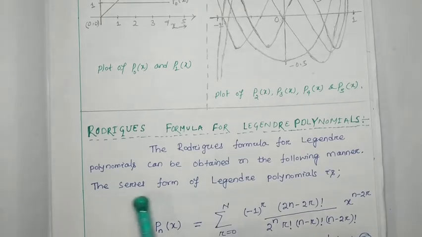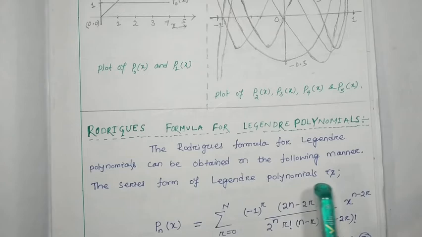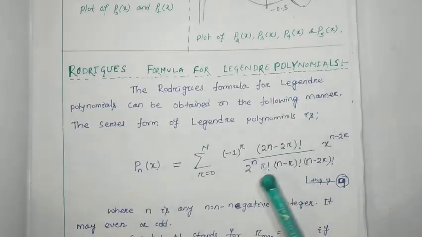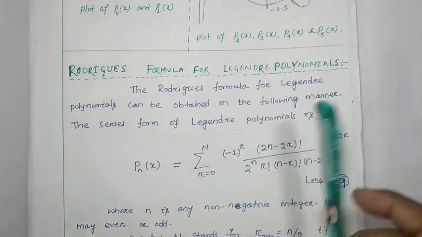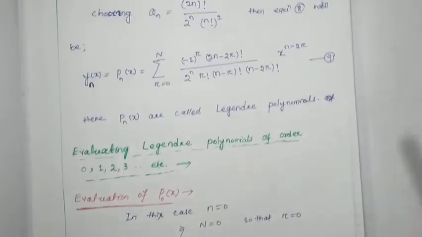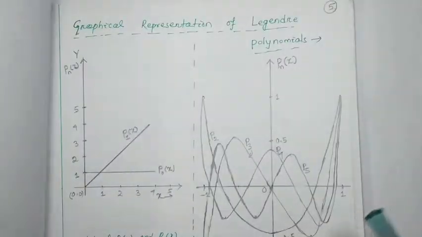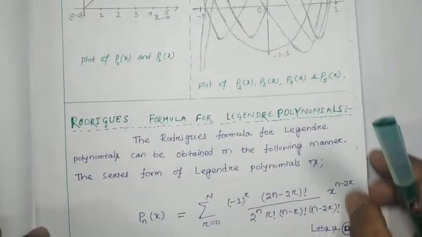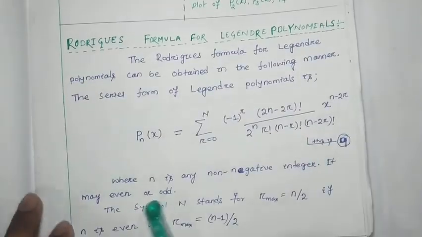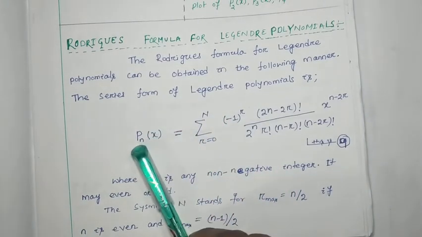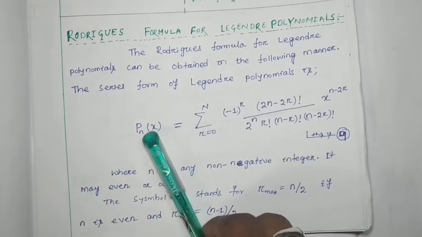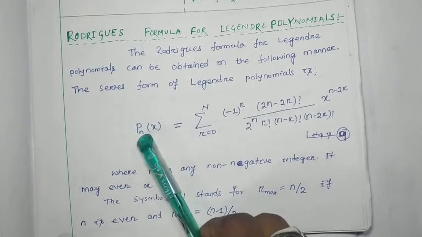First, we have to consider the Legendre polynomials. The series form of the Legendre polynomial is this one, which belongs to equation number 9. That means first I consider equation number 9, this one. Okay. Now, what do we do? See, here n is any non-negative integer. Here small n is non-negative. It should always be positive, right?